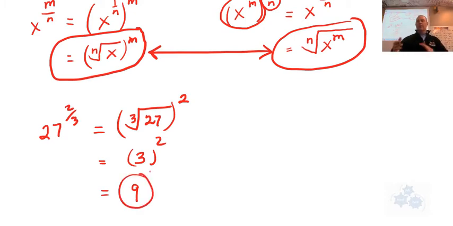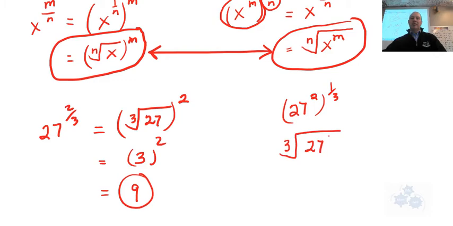The only difference here with this other thing is what they're saying is you can also look at it like this. 27 squared to the power of 1/3. That's another way of writing 2/3. And so cube root of 27 squared is okay as well.